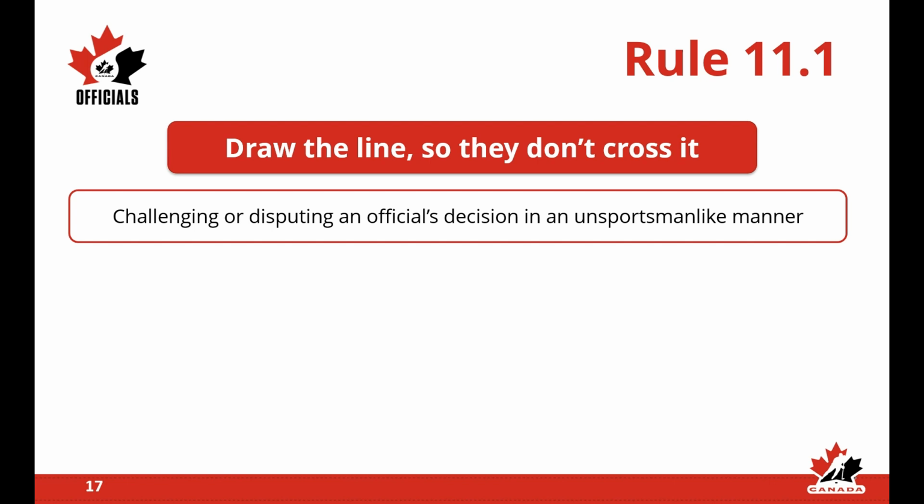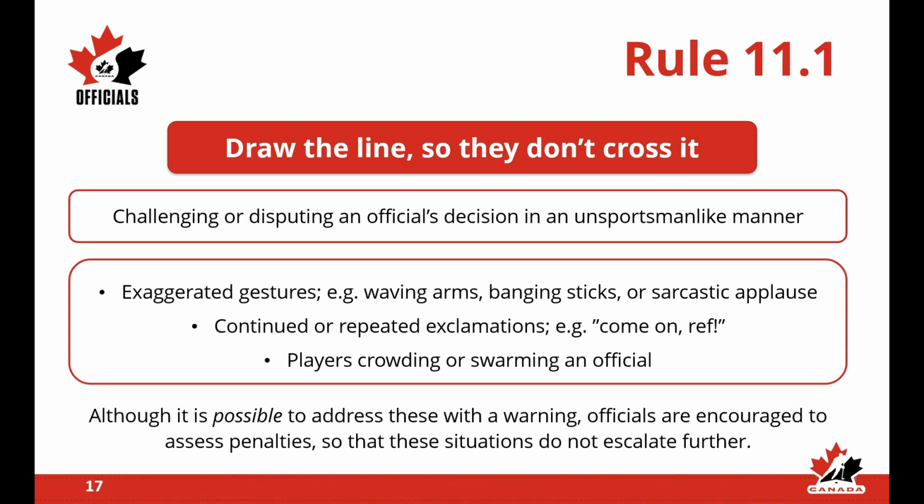Challenging or disputing an official's decision in an unsportsmanlike manner. So this could be exaggerated gestures, waving arms, banging sticks, or sarcastic applause, continued or repeated exclamations, players crowding or swarming an official. Although it's possible to address these with a warning, officials are encouraged to assess penalties so that these situations do not escalate further.